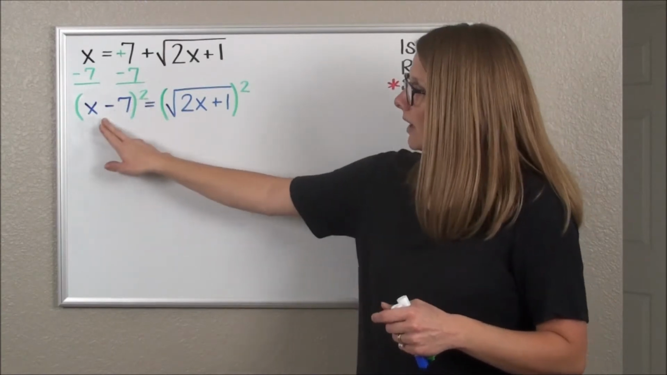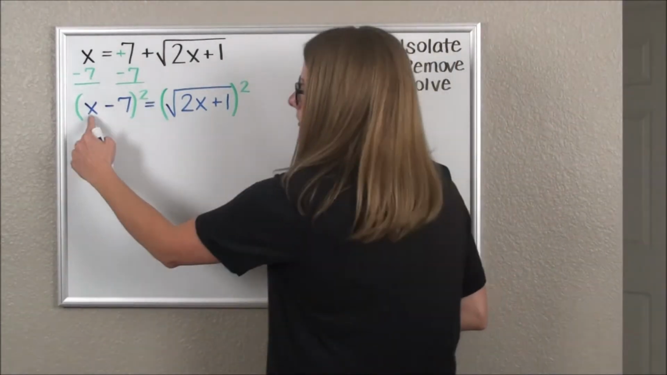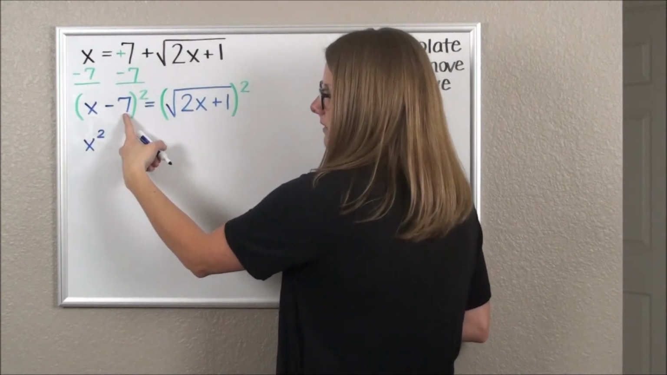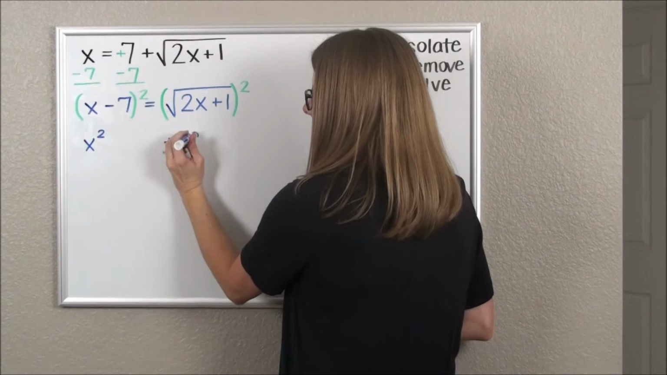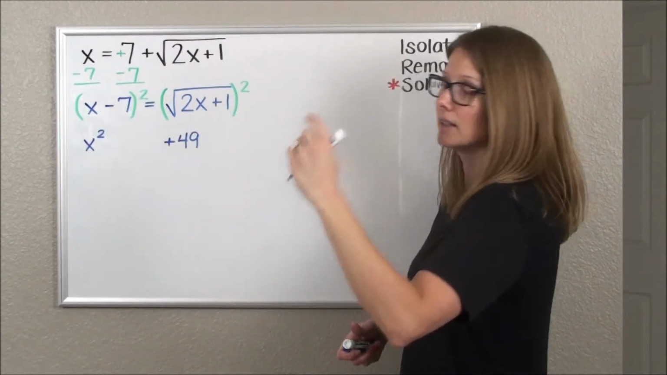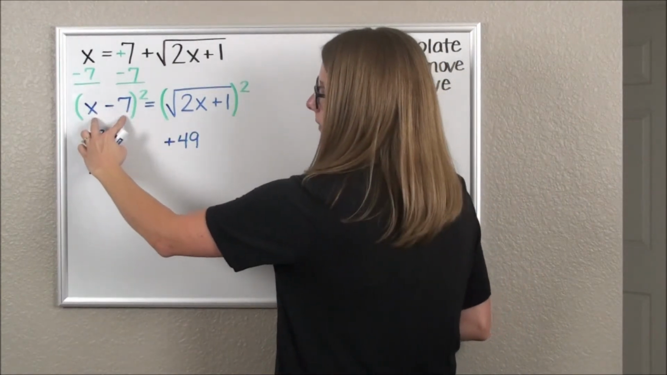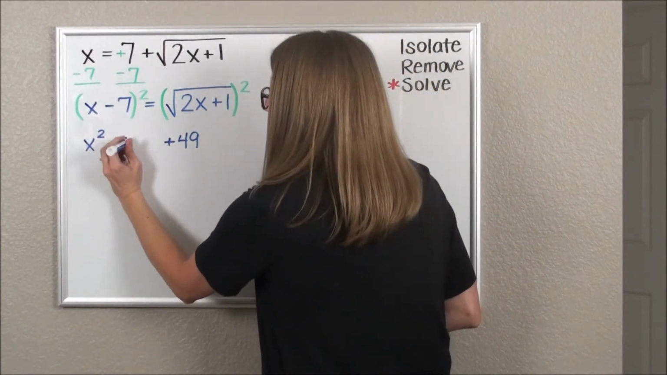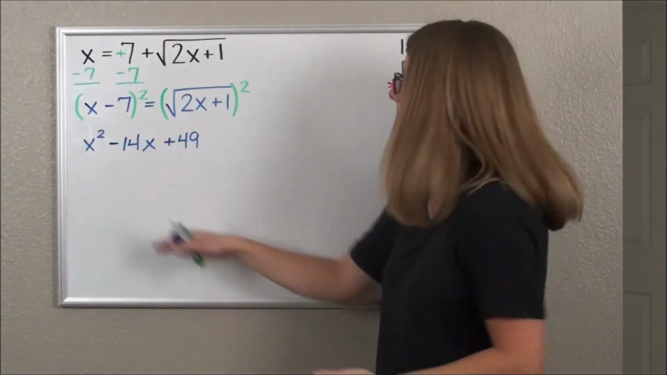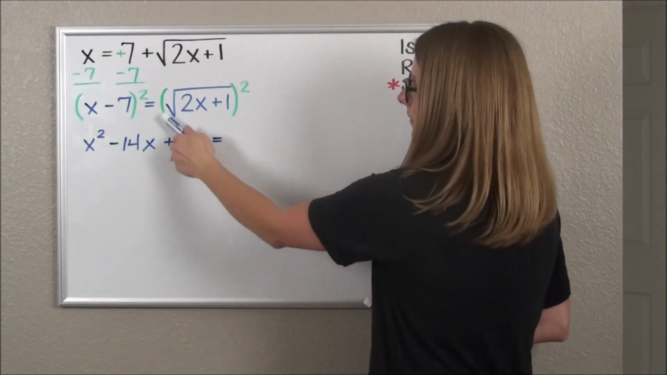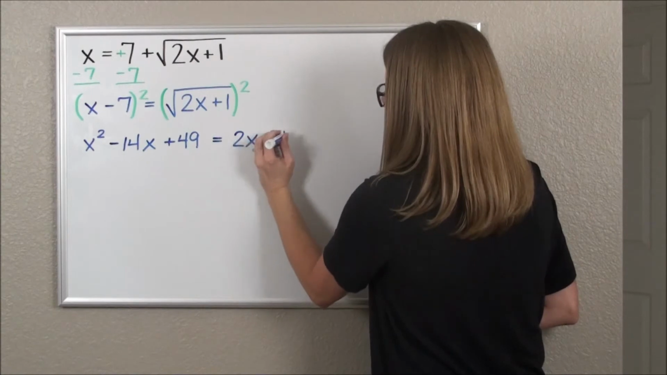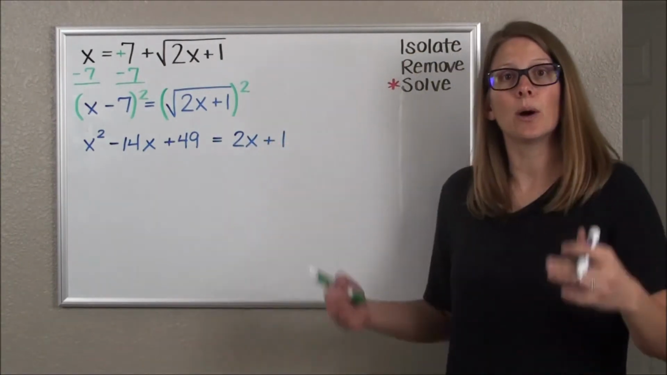When you square a binomial, here's the trick. You square the first to get the first, you square the last to get the last, and you multiply x times negative 7 and double it to get the middle. X times negative 7 would be negative 7x. If I double that, I get negative 14x. So that's a shortcut to square binomials. On the right side, if I take the square root and I square it, it just means the root goes away. And so again, in this case, I have a quadratic equation.